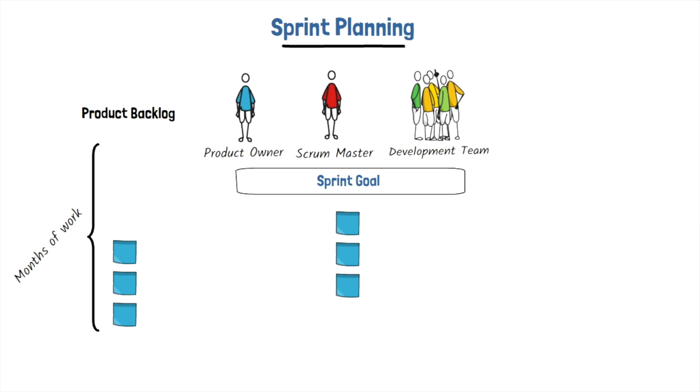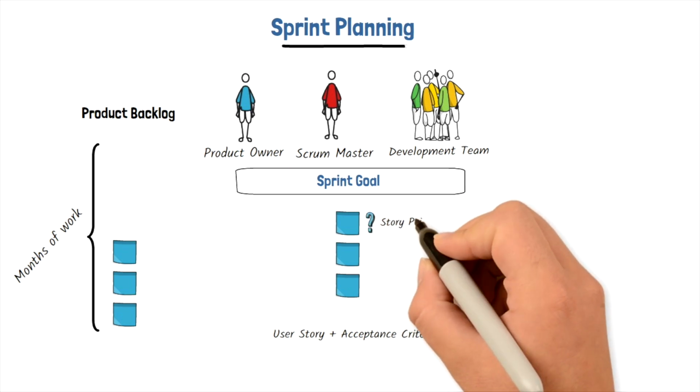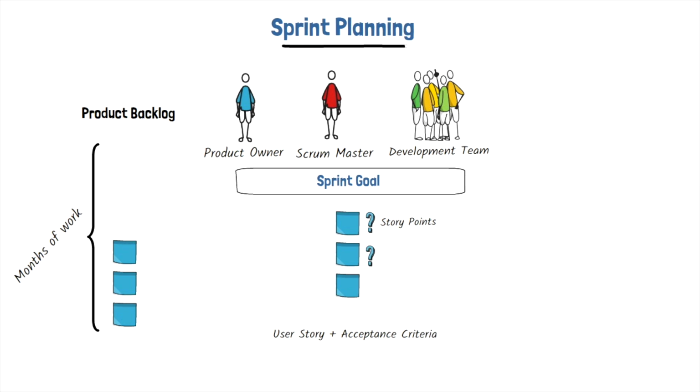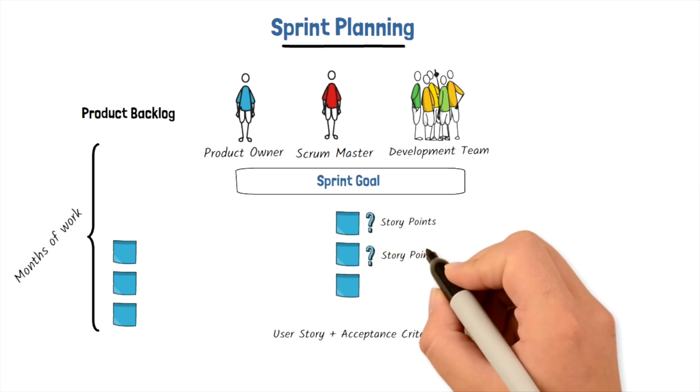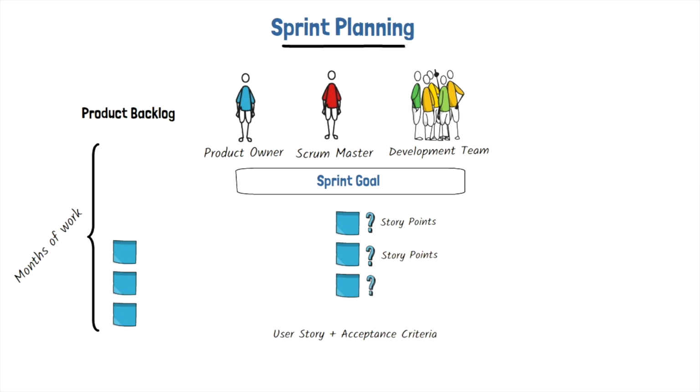The backlog items should be in the format of a user story, which includes an acceptance criteria. The creation of the user story is the main responsibility of the product owner. The user stories should be estimated by the development team in story points. If you want to know more about how user stories should be structured with acceptance criteria or what story points are, please watch our other videos here.